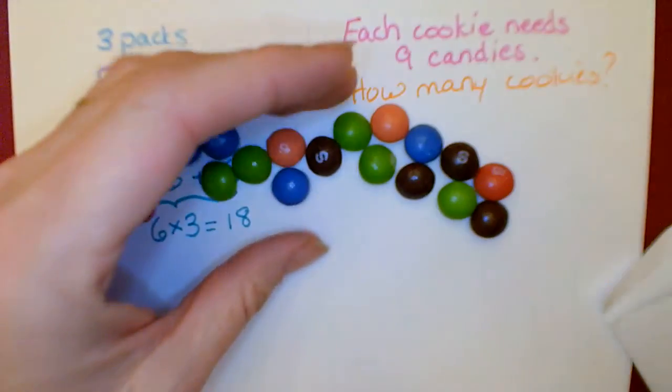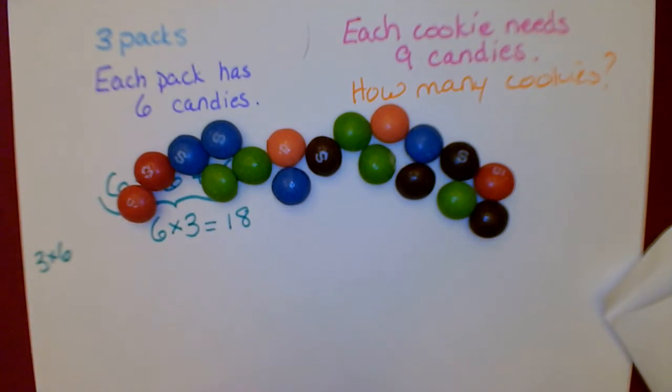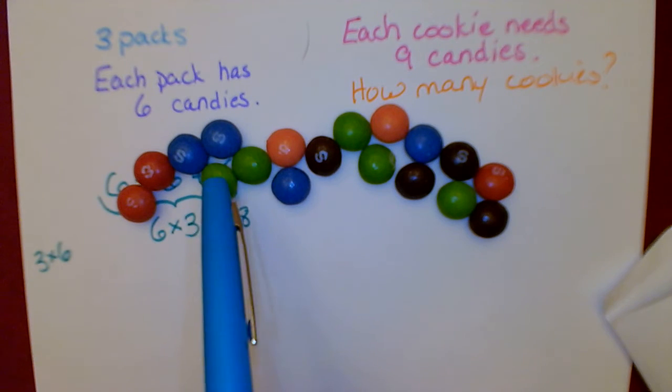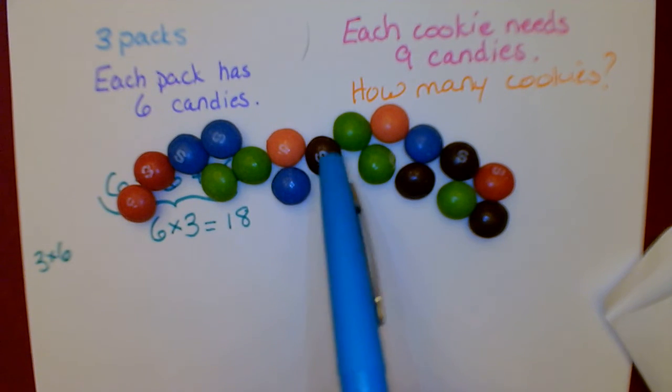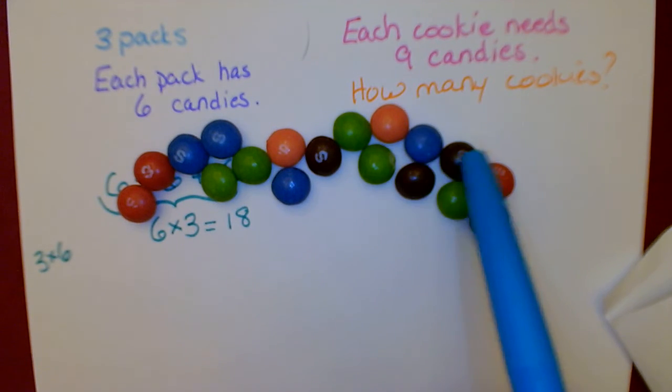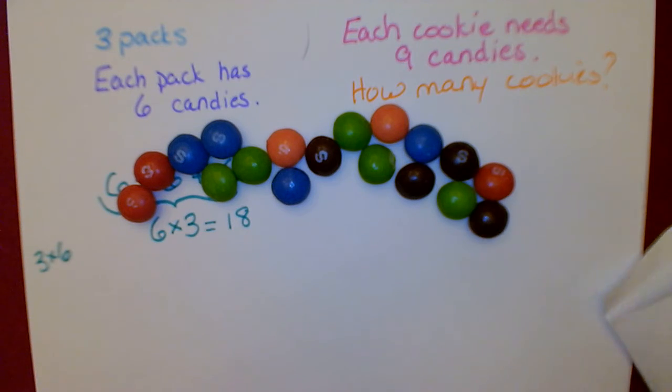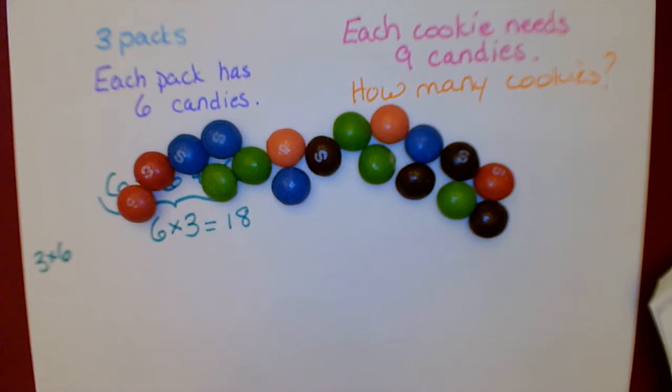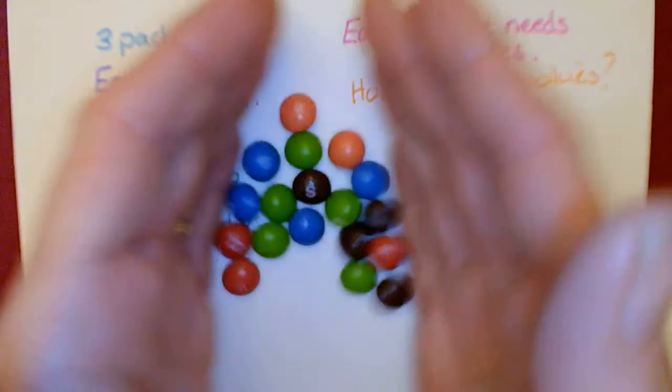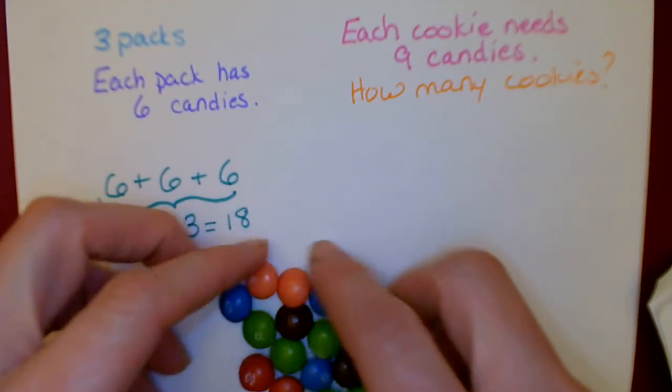Let's put them all together, and let's try and count them. 1, 2, 3, 4, 5, 6, 7, 8, 9, 10, 11, 12, 13, 14, 15, 16, 17, 18. So yeah, it looks like I have 18 candies. So we know our total. We have a total of 18 candies.